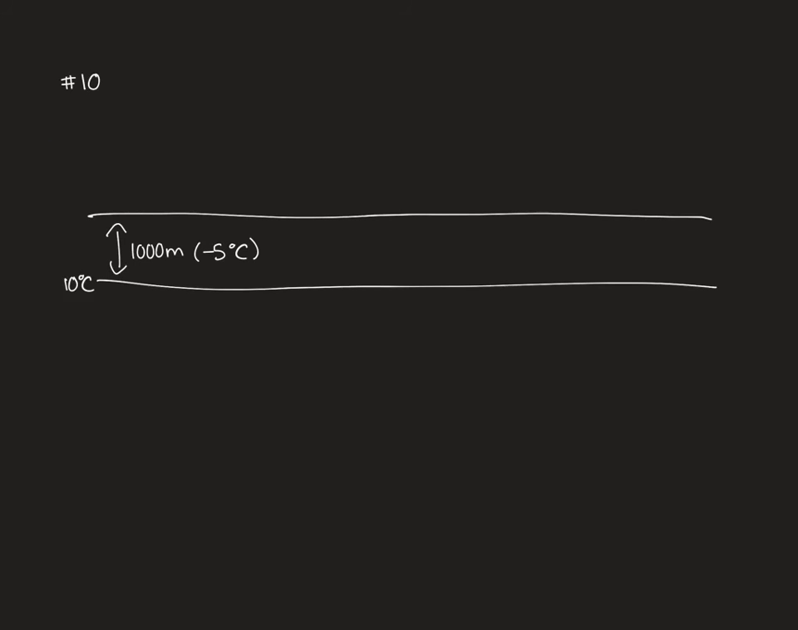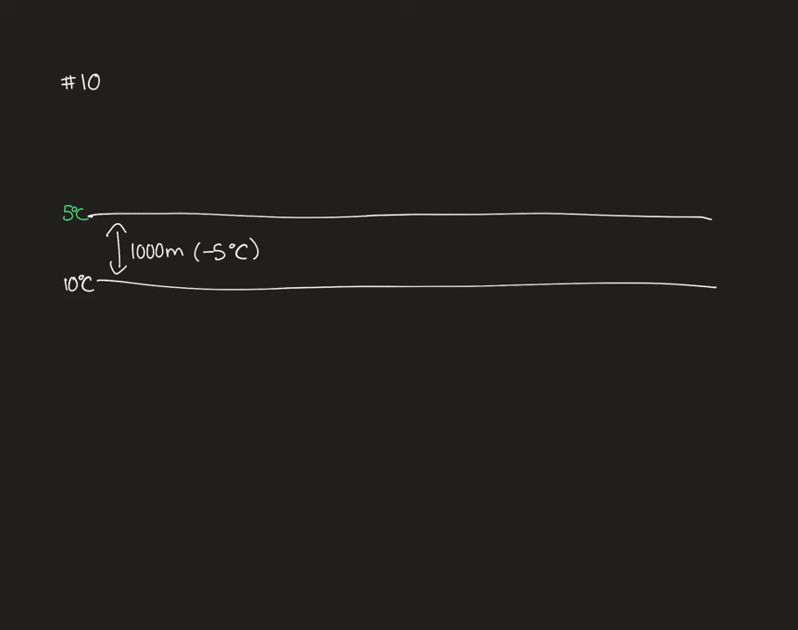Question 10 has a plane taking off, and the temperature on the ground is 10 degrees Celsius. The temperature outside the plane decreases by 5 degrees for every 1,000 meters it climbs above the ground. So that's why I kind of showed here's 1,000 meters. Once it goes up that much, it subtracts 5 degrees. So at 1,000 meters, it would be 5 degrees Celsius.